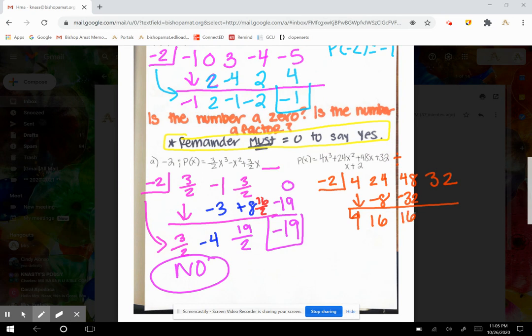And then 16 times 2 again is 32. This time it's negative 32. So my answer is 0. Okay, so is x plus 2 a 0 or a factor of this equation? And the answer is yes. And why is it yes? Because your remainder is equal to 0.